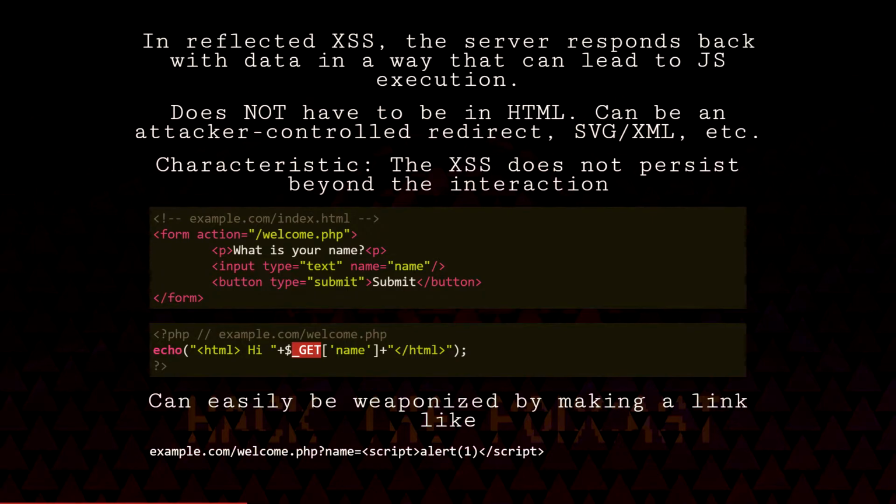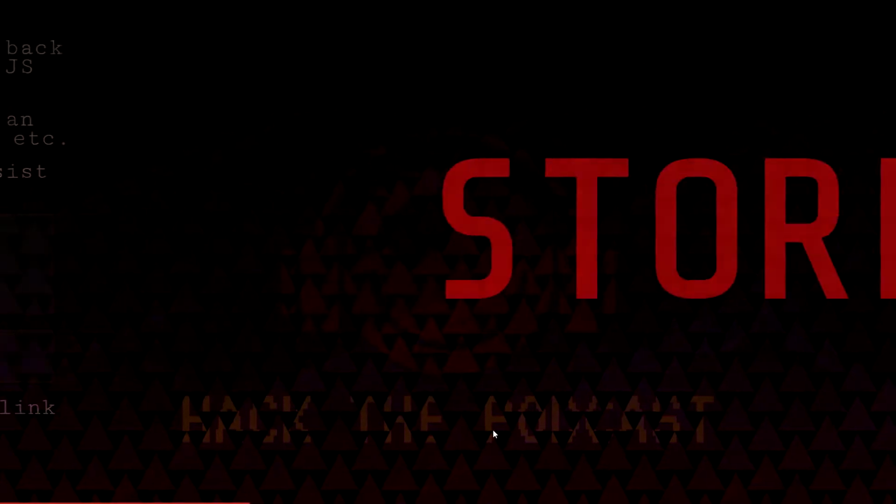The way this would be weaponized from an attacker perspective is you would have example.com, welcome.php, and then with the name parameter, you would simply swap it out with whatever XSS payload you wanted the victim to be subjected to if they visited the page. Of course, this would not say alert(1), it would be pointed to something else, but you know that.